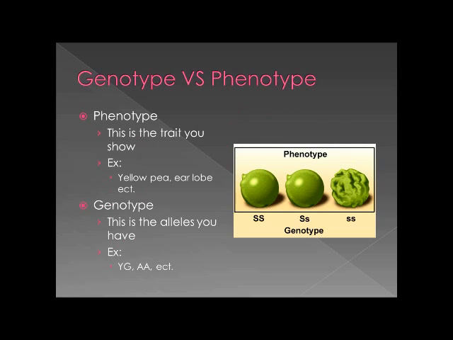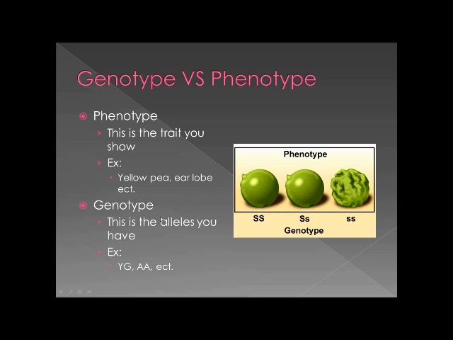Now, there's another key term before I go into how you can calculate this stuff. There are two key terms, one called phenotype and one called genotype. So for example, right here, phenotype is basically what you're showing. So it's like yellow pea versus green pea. Or in this case, the phenotype here is all green because they're all green. Or in this case, it's all smooth because S stands for smooth and little s stands for wrinkled. So the phenotype here is smooth, smooth, wrinkled.